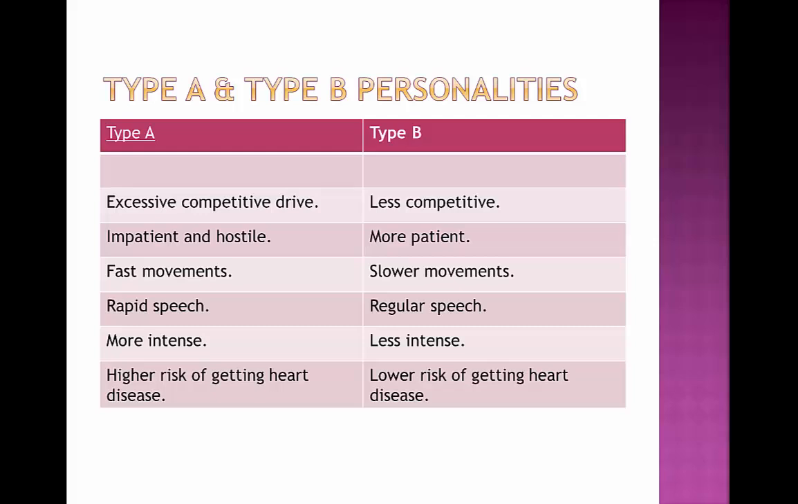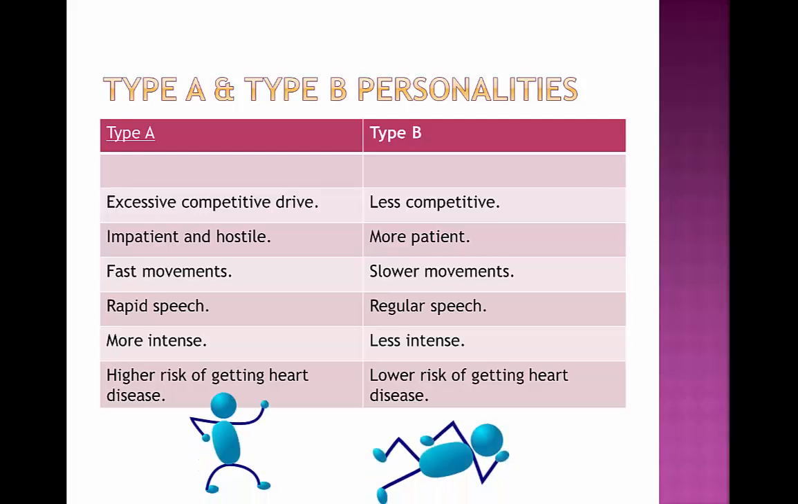However, Type B people are going to be less competitive. They're going to be more patient and less hostile. They're going to perhaps have slower movements, more regular patient speech. They're going to be less intense, but they have a lower risk of getting heart disease. So we can probably conclude from this that Type A people are far more active, have faster movements, more rapid speech, and are more hostile. Whereas perhaps Type B people are less competitive, more patient, perhaps lazier, and going to be less intense.